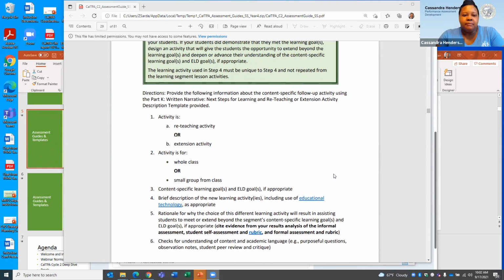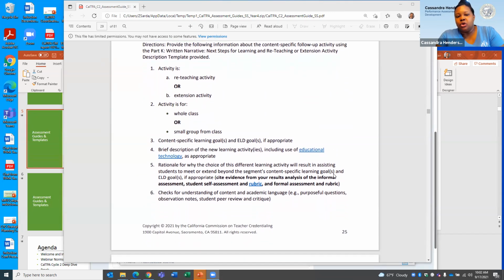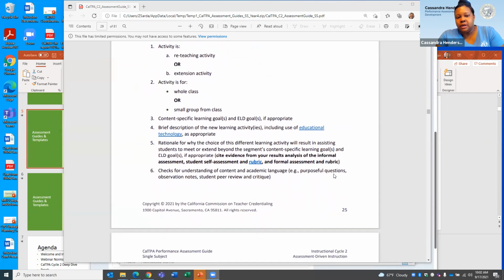Oh, okay. So their activity here is reteaching or extension, and that is for whole class or small group from the class.